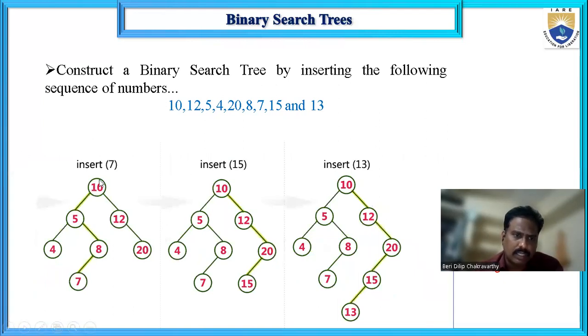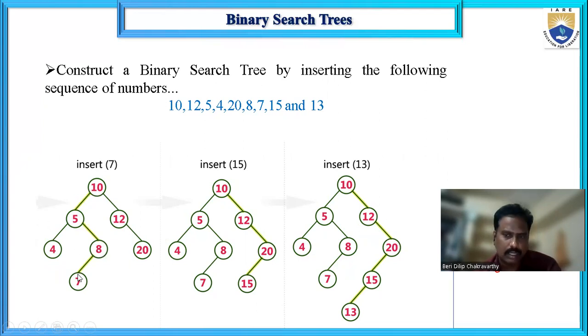Insert 7. First, I'll be checking with my first node. 7 is less than 10, so I'll be moving to the left side. 5. So 5 is less than 7, so then I have to move to the right side. So here I'm comparing 7 with 8. As 7 is less than 8, I am placing it as left child.